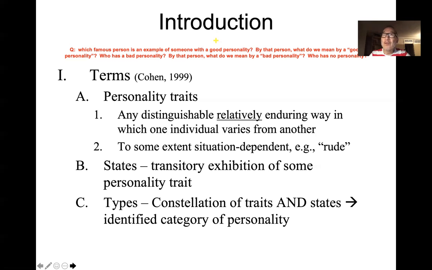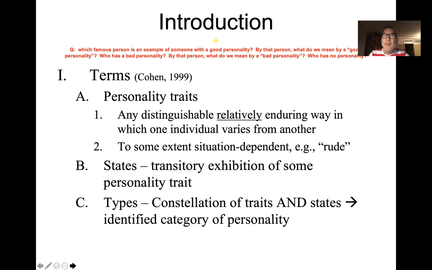Now, this is in contrast to states. States are temporary emotional mood conditions. So you might think of someone being in a depressed state or an anxious state. As a general matter, you can describe people who are generally anxious in terms of their personality style, or who have a depressive personality style. But here we're talking about a different construct, and that construct is a state, meaning a temporary condition. And finally, another thing you hear in the personality measurement arena is this notion of types.